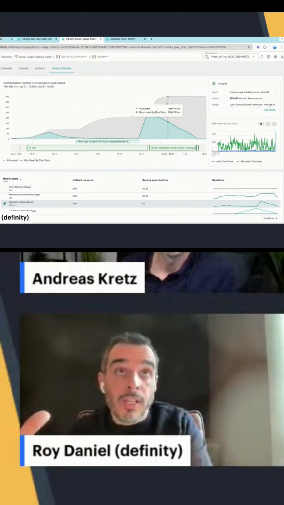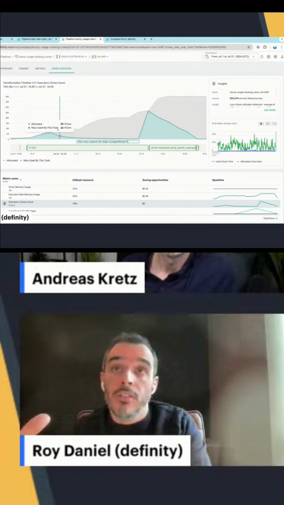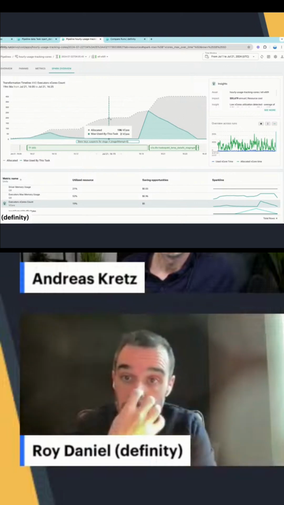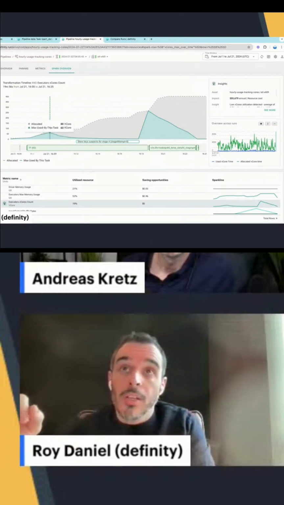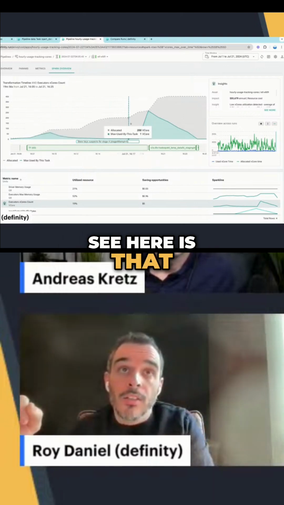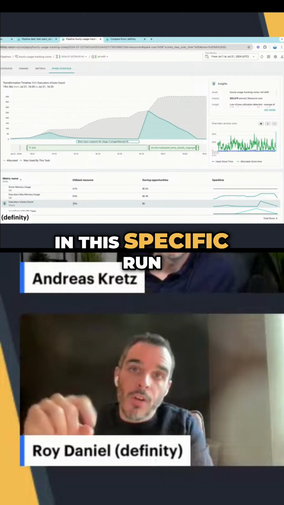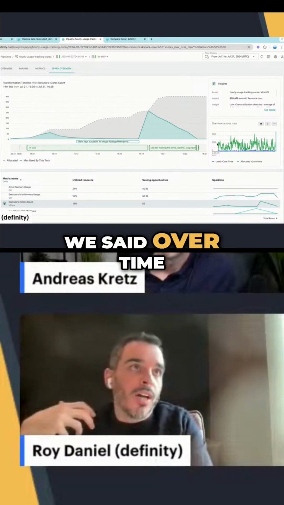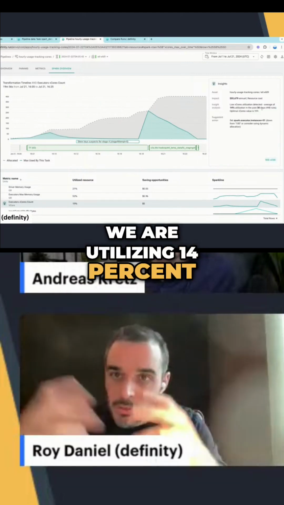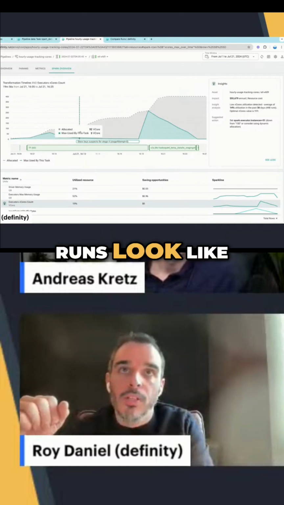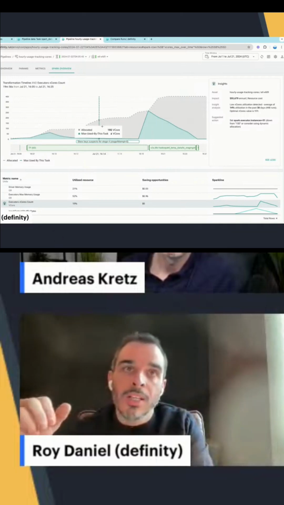There was some type of dynamic allocation here that started to increase over time. So we didn't get the 400 to begin with. But what you can see here is that we are only utilizing in this specific run 19%. Again, we said over time we are utilizing 14%. So this is kind of roughly what other runs look like. You see how much waste there is here.